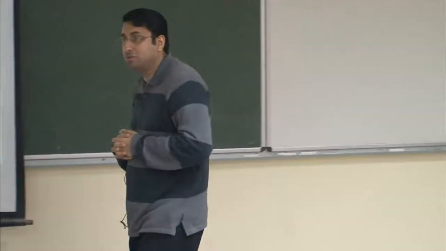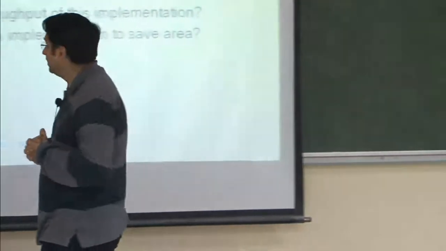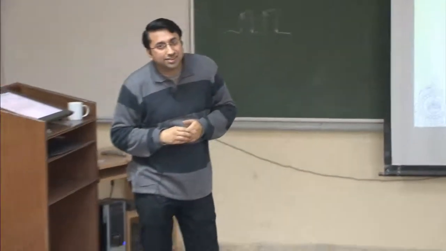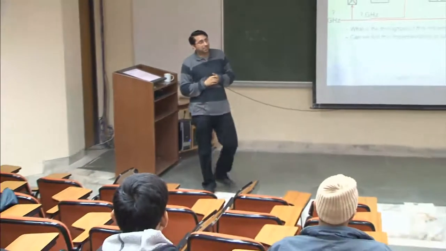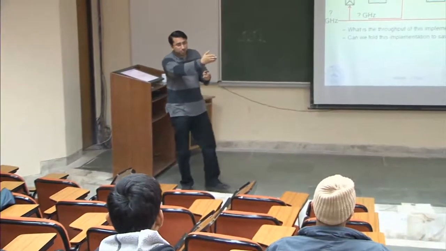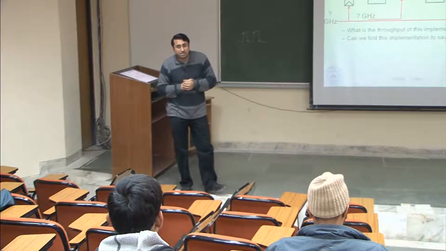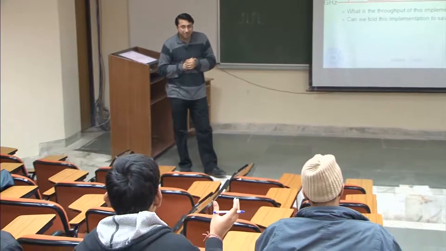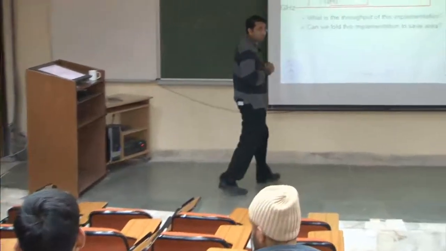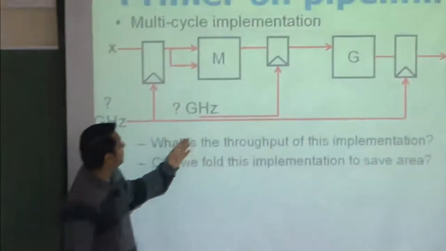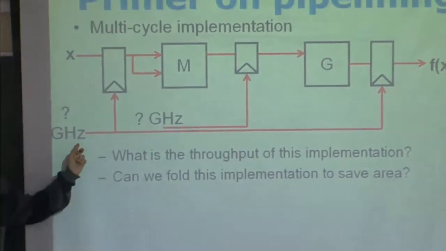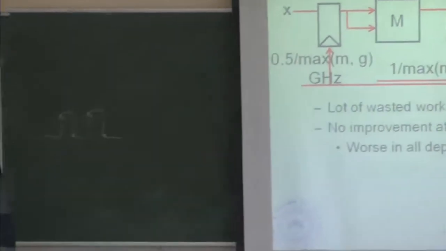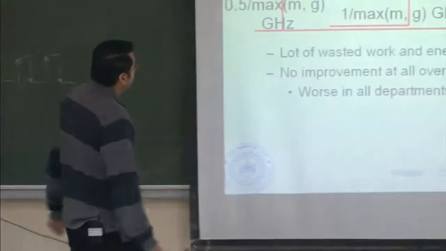Does anybody see any problem with max plus G? Yeah? 1 over twice of max. So what is the problem with this solution, max plus G? Exactly. So there is a chance of overwriting the computation actually. So this one actually has to be 1 over twice max M comma G. So this is what it looks like.